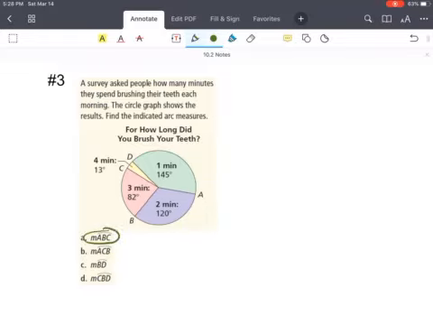First one, start at A, go through B, then hit C. I have a 120 degree arc plus an 82 degree arc, which is going to equal 202 degrees.